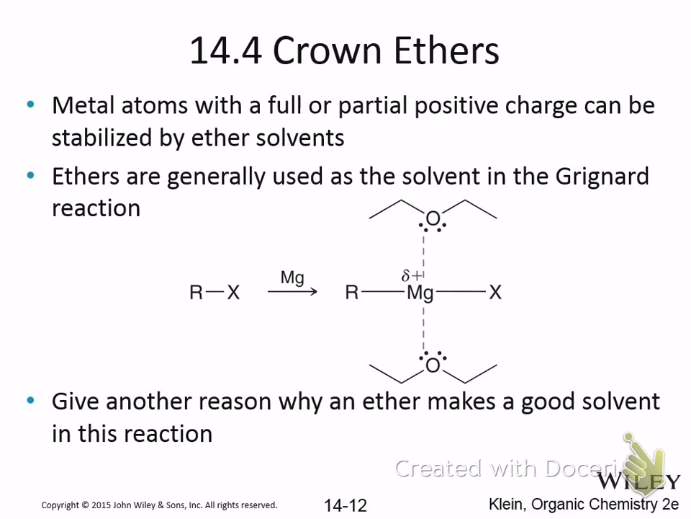Yeah, so metal atoms with full or partial positive charge can be stabilized by ether solvents. Like in the Grignard reaction, you have the magnesium with a very large positive charge connected to the carbon. The oxygen electrons and the dipoles are able to stabilize that. Okay. And I just said it's also good because it's aprotic.